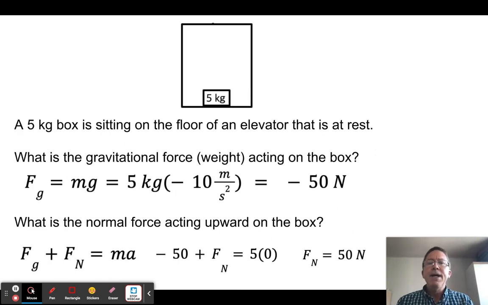All right. Now, let's just go through a couple examples and call it good. Okay, so here's what I've got. I've got a 5 kilogram box sitting on the floor of an elevator. We're going to do so many elevator problems, and you're going to love them.